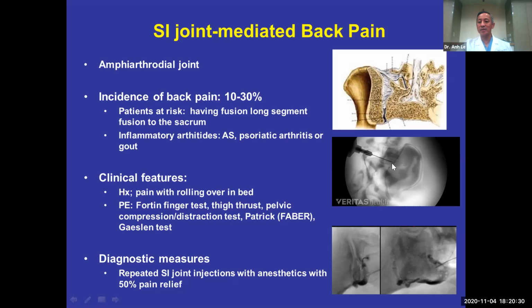Basically, you put a needle into the SI joint and inject a little bit of dye to confirm that you actually are in the joint. Then you can inject the joint with anesthetics and sometimes with steroid. And if it produces 50% pain relief, that constitutes a positive test.